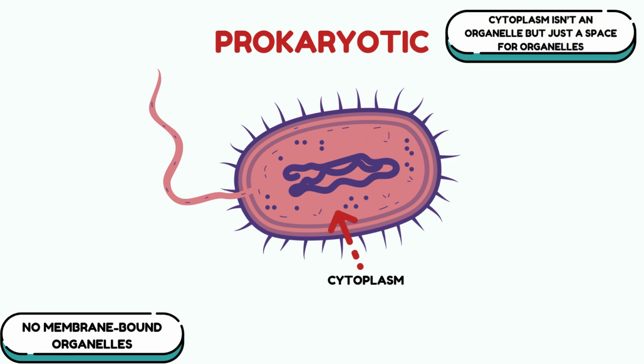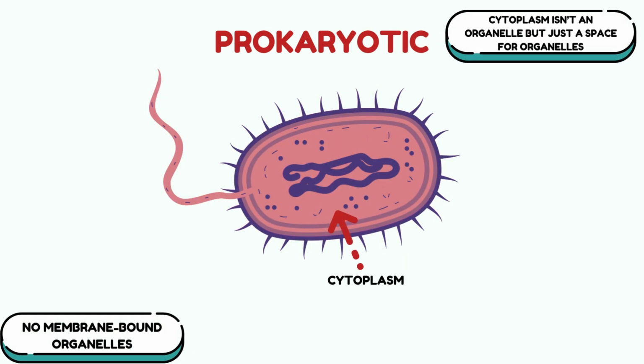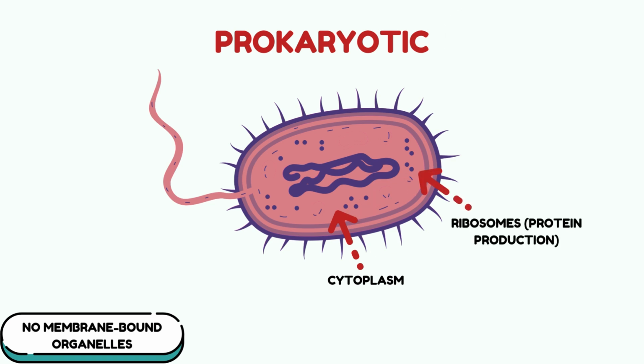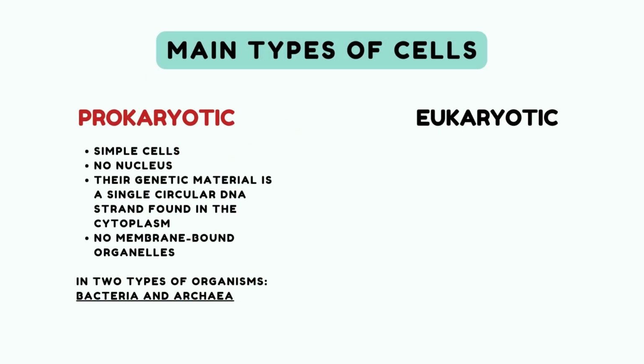So before we look at organelles, just a real quick note, there is a cytoplasm, which is a jelly-like fluid which fills up the cell where all the chemical reactions and the organelles are. An organelle which is in the prokaryotic cell is the ribosome, which is basically the protein synthesis factory. And then there are some organelles that only some prokaryotes have, such as the pili and flagella. So, prokaryotic cells are found in two types of organisms, bacteria and archaea.